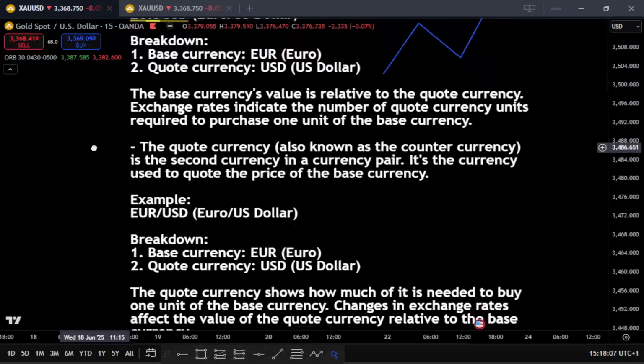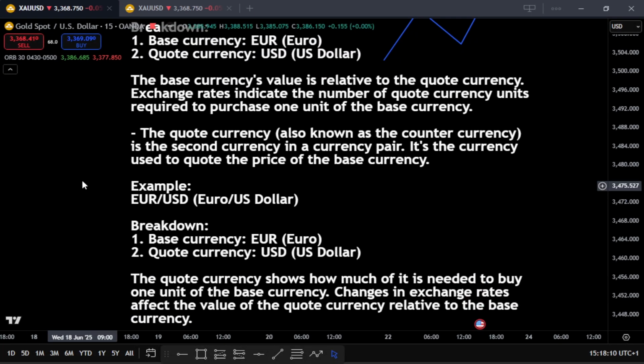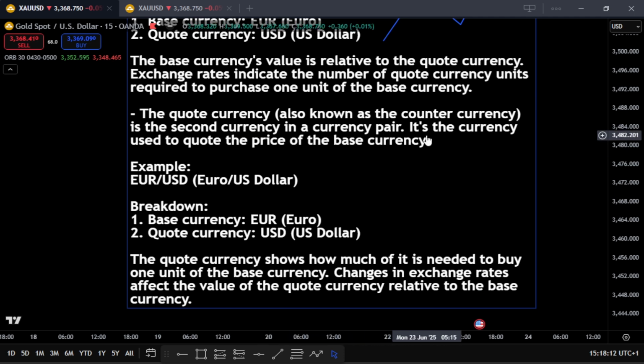So now what is a quote currency? A quote currency, also known as a counter currency, is the second currency in the currency pair. It's the currency used to quote the price of the base currency. So as I explained, the quote currency shows how much of it is needed to buy 1 unit of the base currency. That's what we just explained earlier. So for the same example, the Euro USD pair, the US dollar is the quote currency, while the base currency is euros.